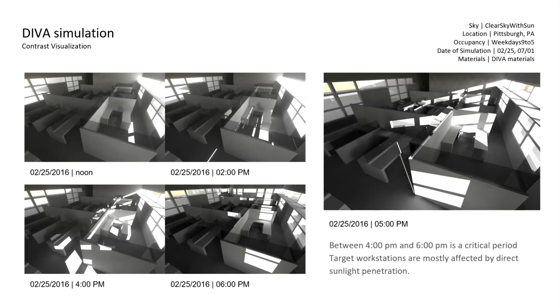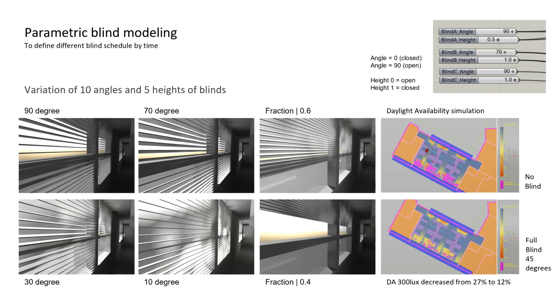We built the actual model inside the software and simulated several times at different times of the day to see how much glare actually penetrated into the work plane. Then we tried different heights and different angles of the shading device to find the optimum value to reduce the glare issue.